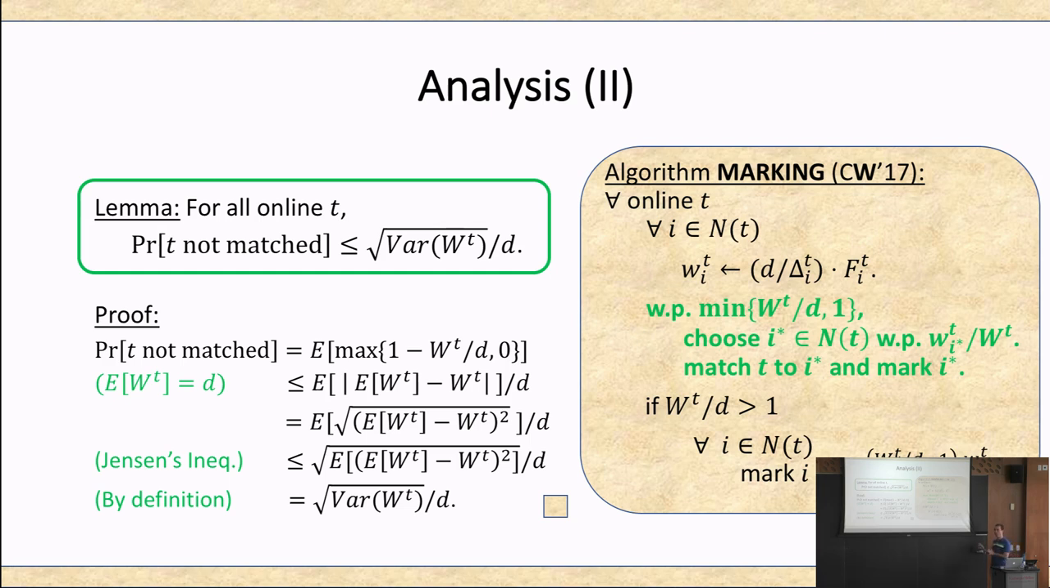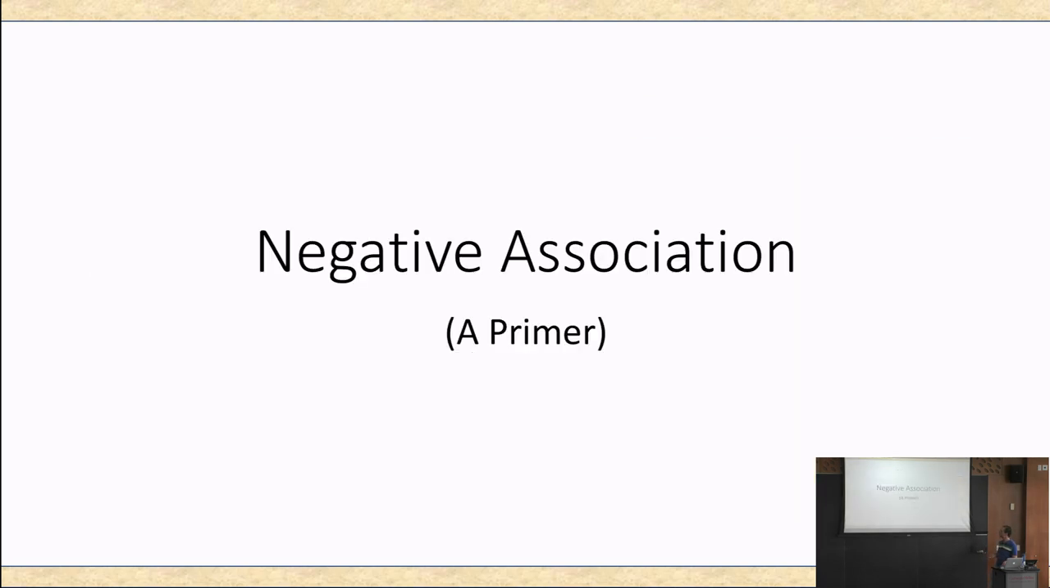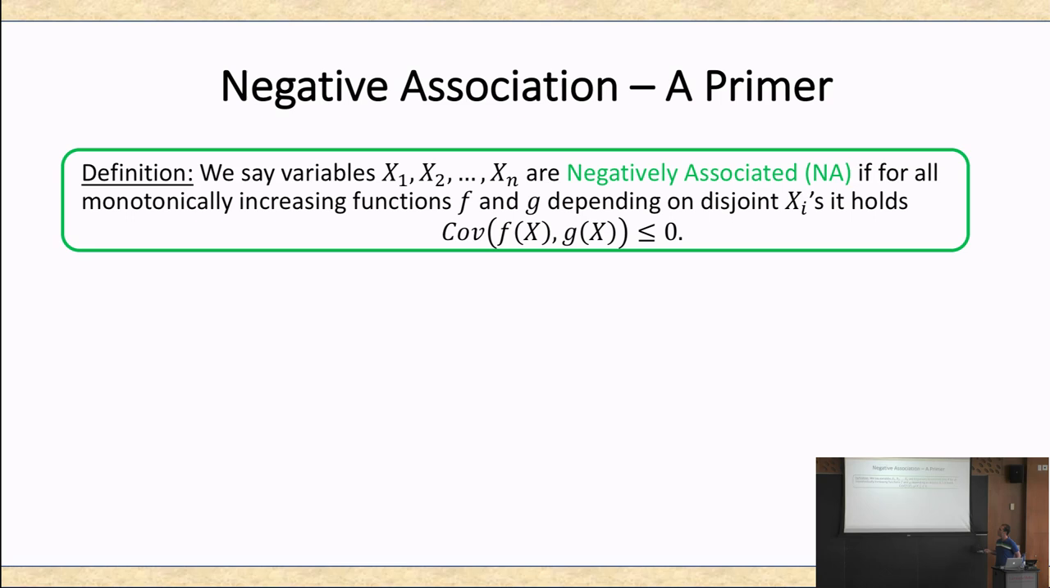Let me take a quick intermission to tell you about the really useful tool we used to actually get this result. So we're going to talk about negative association for a few minutes. If you've never heard about this before, negative association is a very nice and natural definition. So we say a joint distribution on n variables, x1 through xn, is negatively associated, or NA for short, if for all monotonically increasing functions f and g that depend on disjoint variables xi, it holds that f of x and g of x are negatively correlated. Okay, so the covariance of f of x and g of x is at most 0.